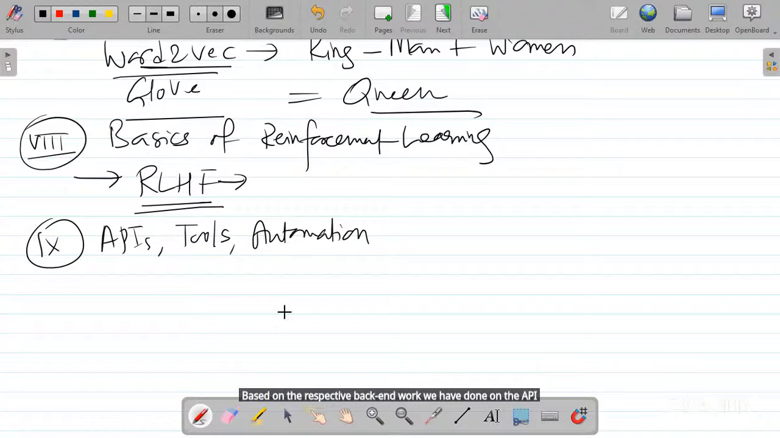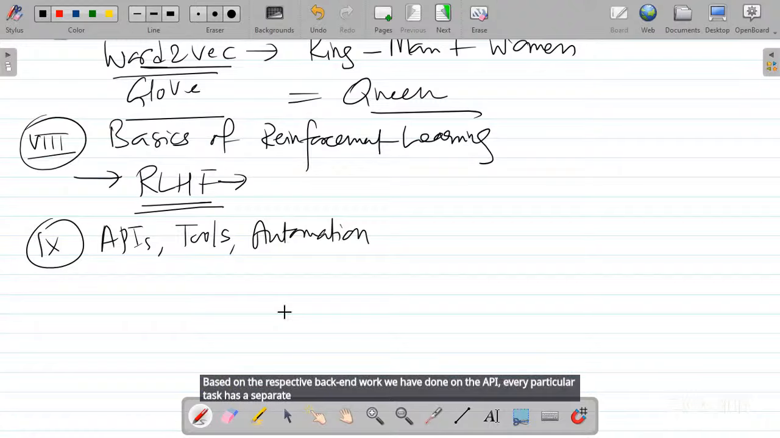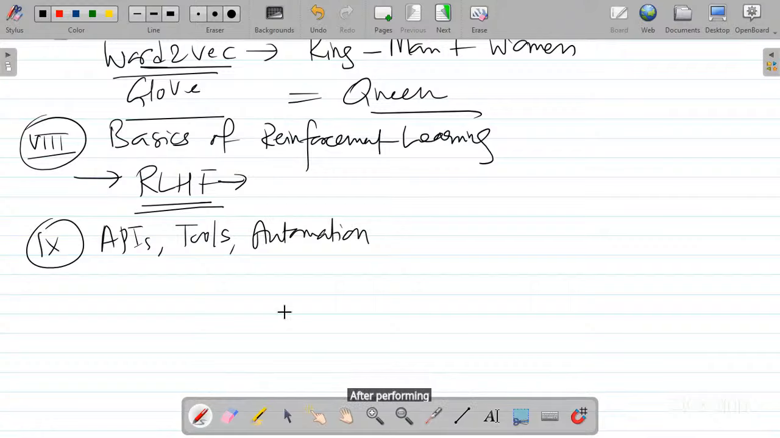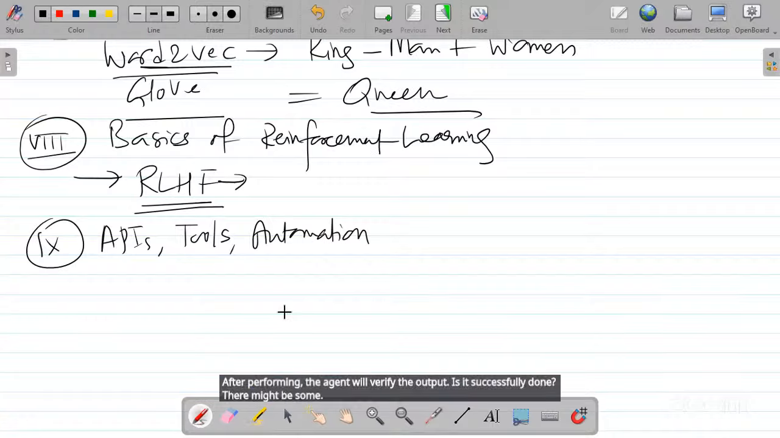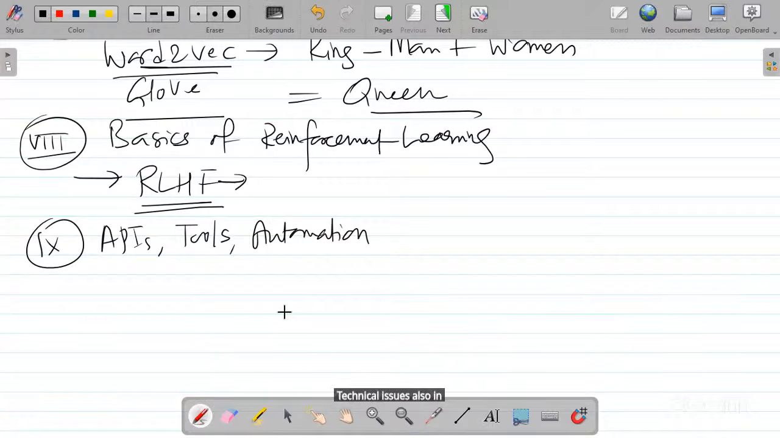Every particular task has a separate API. So booking API, calendar event creation is another API, let's say sending a reminder is another API. So that agent will call those APIs and they will perform. After performing, the agent will verify the output, is it successfully done? There might be some technical issues also in the processing, so verification of the output is also part of that LLM, and then executes a final action.